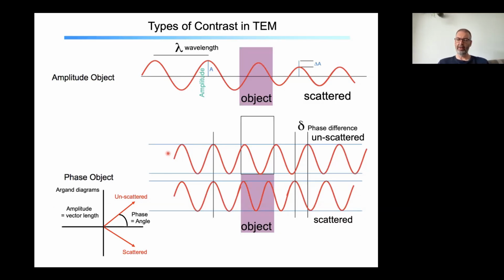These wave diagrams can be represented in a different way with these Argand diagrams, which I'm going to use quite a bit through the talk. You can represent your wave's amplitude as the length of the vector on here, and the phase of the wave as where it appears around this 360-degree graph. So you can see here we've got the unscattered versus the scattered. The amplitudes are the same, it's just the relative phases that are different.